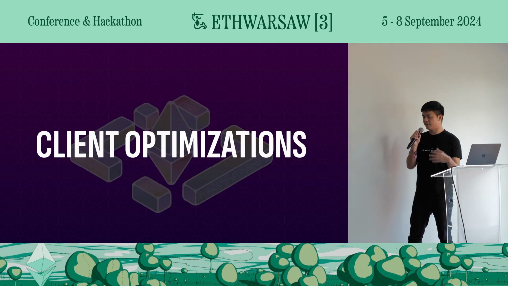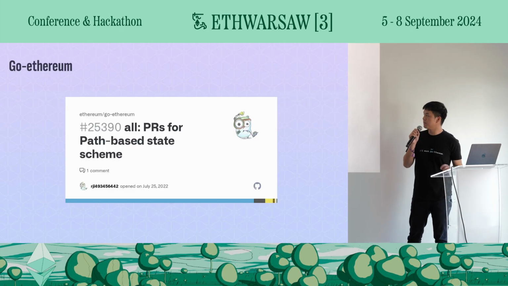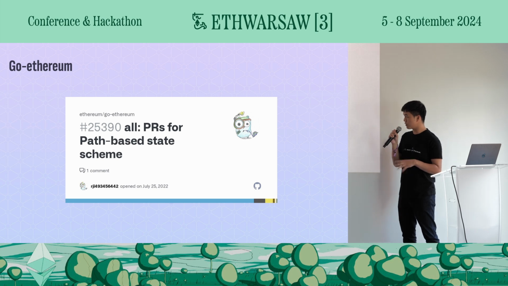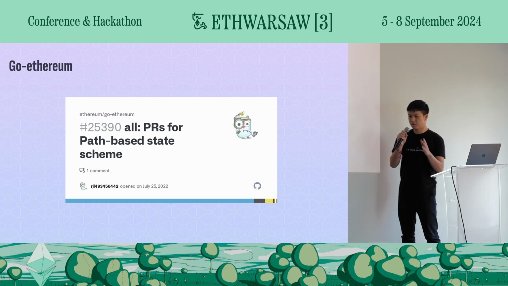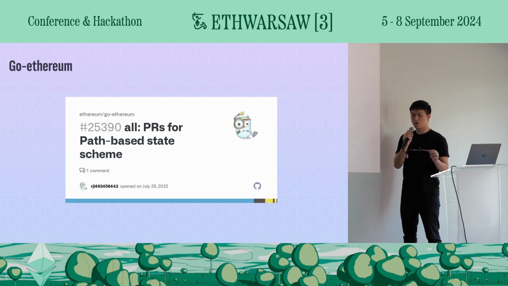So let's look at a few solutions that clients have done to optimize their software in order to tackle this so-called state bloat issue. The first feature that I'm going to talk about is by Go Ethereum. Again, it's going to be very technical, but I'm going to simplify this. They have released a feature called path-based state scheme. And previously, the state scheme that they use is called hash-based. What's the difference between hash-based and path-based?